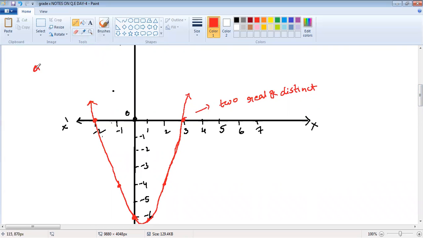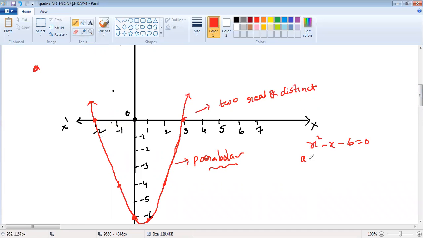So now I'm going to talk about the characteristics of the graph. This is called a parabola. Bowl shape, parabola, a Greek word. Okay, parabola. It has come from two words. Then here, the equation is x square minus x minus 6 equals 0.